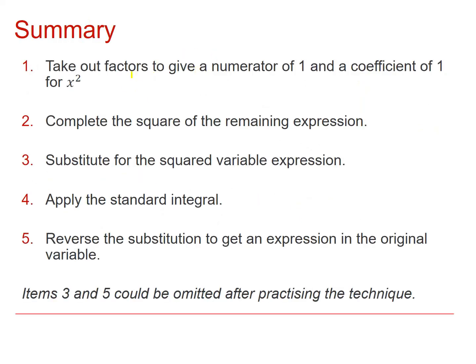So in summary then, we took out factors to give a numerator of 1 and a coefficient of 1 for x squared. And in our case, that was taking out a 13 from the top line and a root 2 from the bottom. We then completed the square for the remaining expression, and in our case, we were looking at x squared minus 2x, so we used x minus 1 all squared. And then substitute for the squared variable expression, and we used u equals x minus 1. Apply the standard integral, which in our case was an arcsine. And then reverse the substitution to get an expression in the original variable.